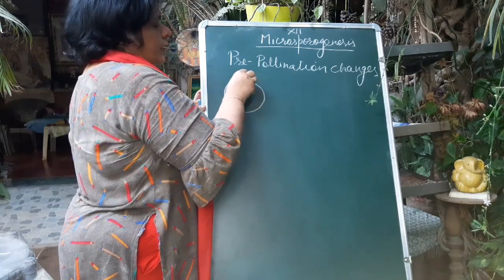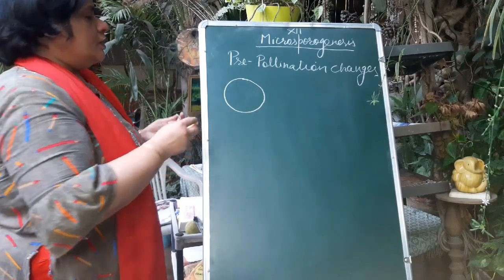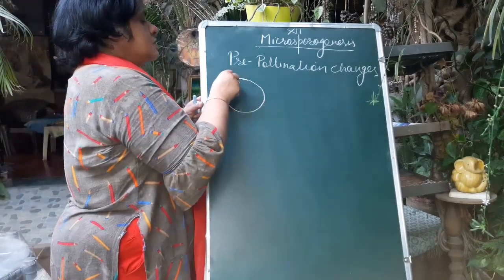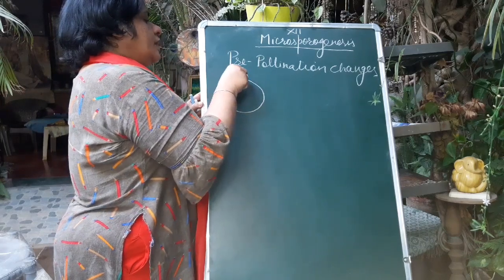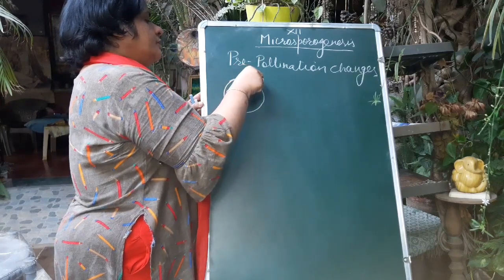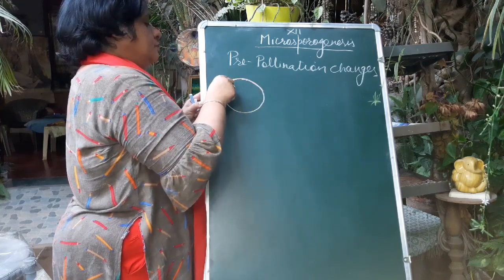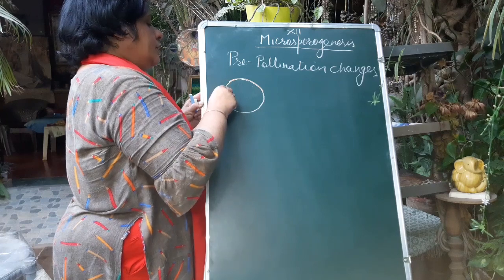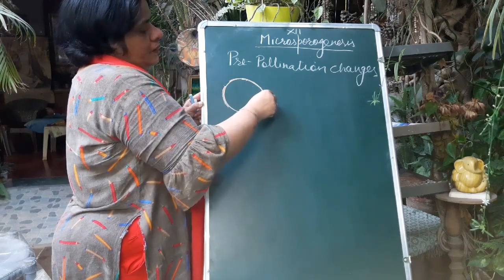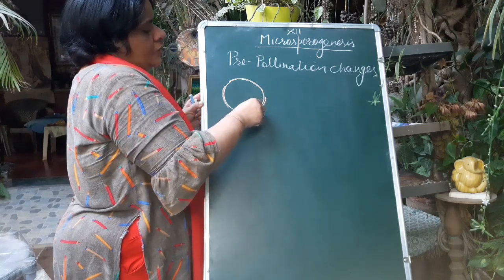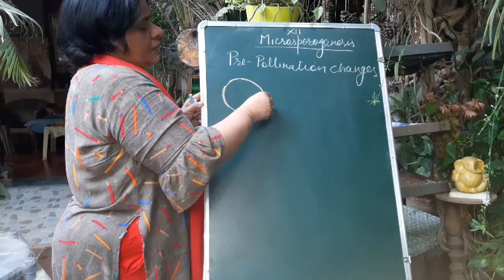This is pollen grain, 25 to 50 micrometer in diameter. This is its inner layer, that is called intine. This is outer layer, it is called exine. What is pollen grain? Pollen grain is an immature cell of male gametophyte, or you can say it is the first cell of male gametophyte.